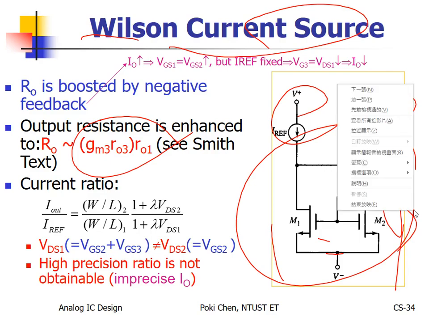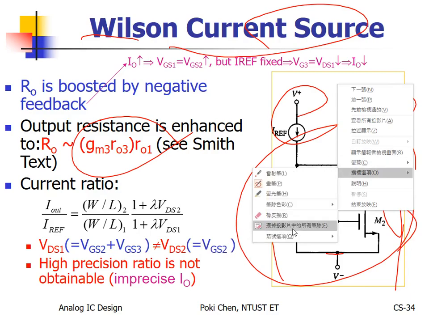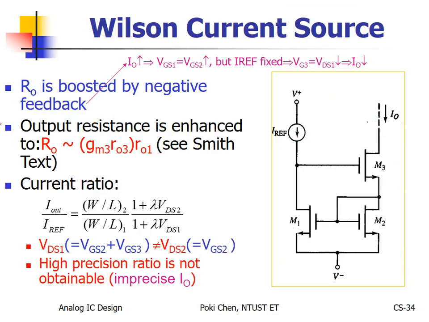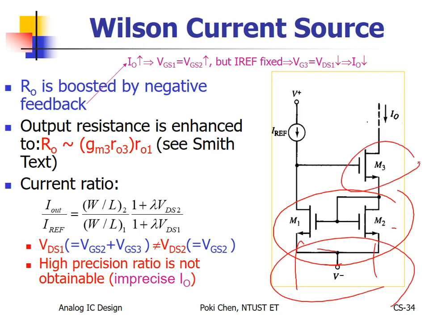Again, which transistors control the current accuracy? Which transistors? You need to remind yourself again. What are the critical devices? M1 and M2. They control the current ratio. And how about M3 or even M4 here? They are only cascading. They help us to increase the output resistance. That's it. For a cascading transistor, I told you already, they behave just like a current buffer.